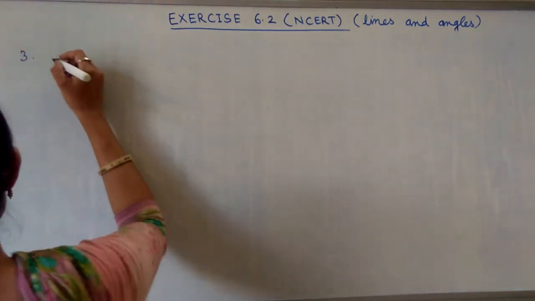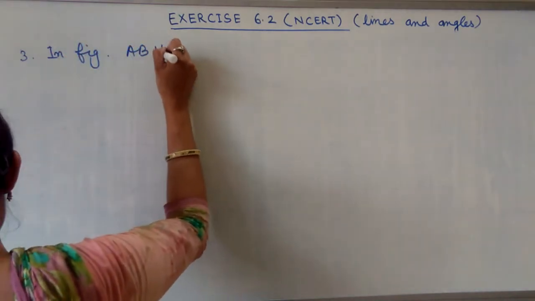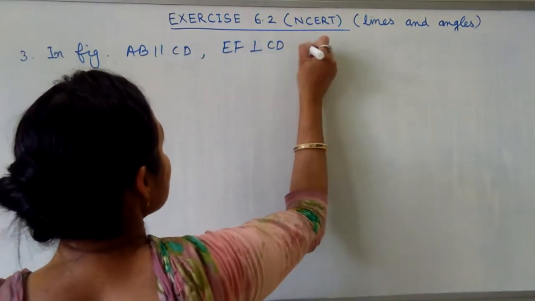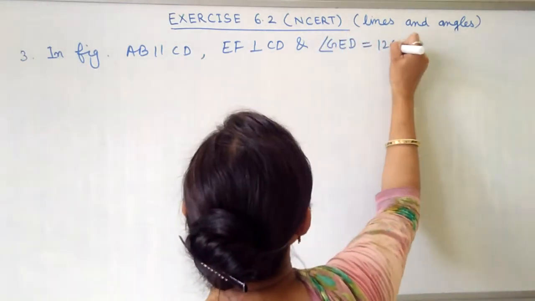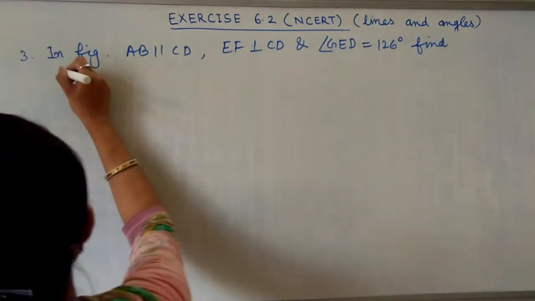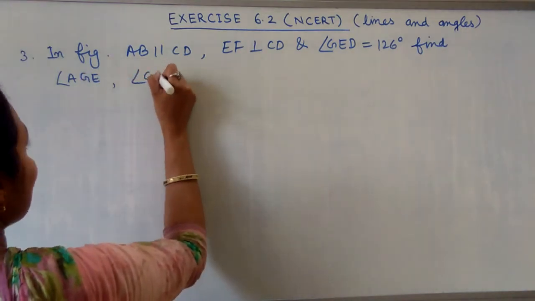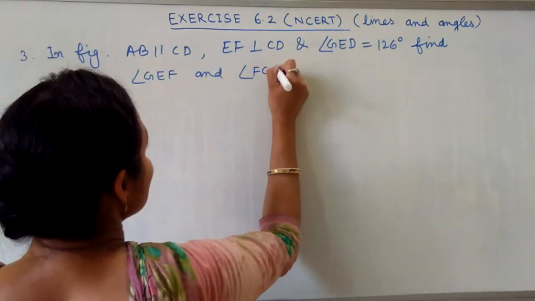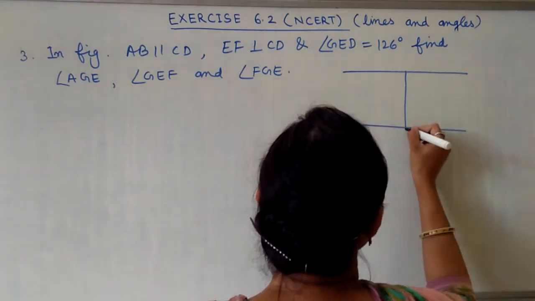Third is, in the figure, AB parallel to CD and EF perpendicular to CD, and angle GED is equal to 126 degrees. Find three angles: first of all AGE, second GEF, and third FGE. These are the three angles, and the diagram is given as two parallel lines, one perpendicular and another line.